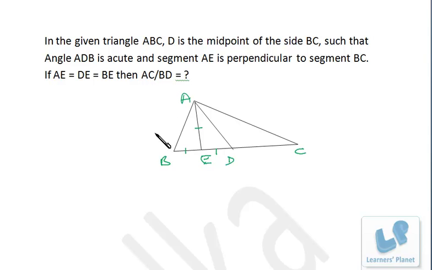In the given triangle ABC, D is the midpoint of side BC such that angle ADB is acute and segment AE is perpendicular to segment BC. AE is equal to DE is equal to BE. That means these three lengths are equal. So I suppose this is X, this is X. Now D is the midpoint. That means DC must be 2X. And this length is also X. We have to find out AC by BD. AC by BD. BD we already know. That's 2X. AC we have to find out.